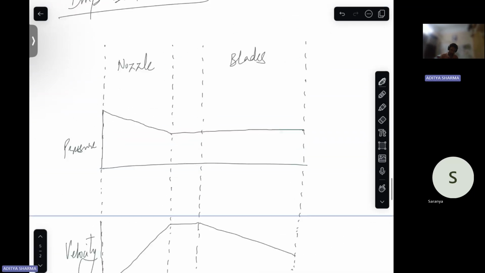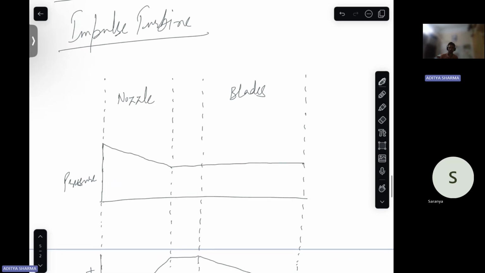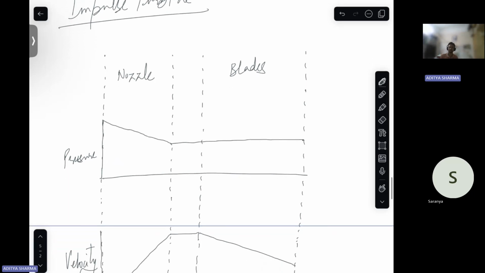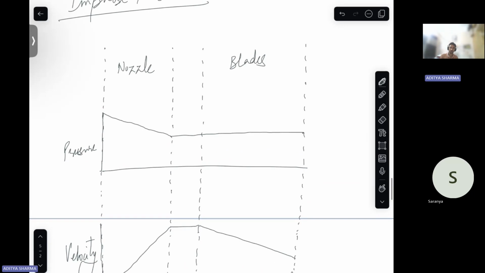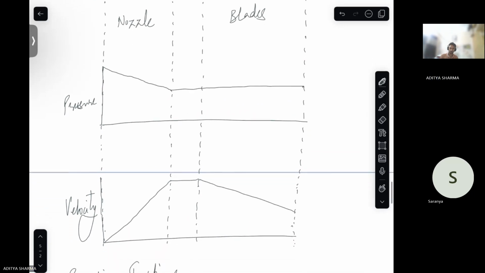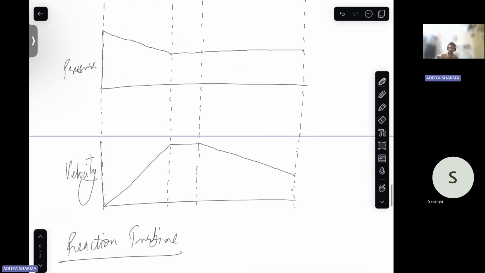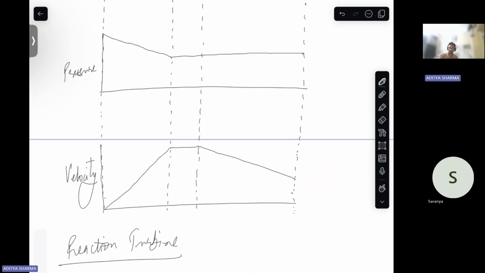But if you see the above case in your impulse turbines, across the blades your pressure doesn't drop, right? And this difference eventually gives rise to one term, that is degree of reaction. So degree of reaction basically is the enthalpy drop in your moving blades, and then the enthalpy drop in your whole stage. So this basically is your degree of reaction, right?